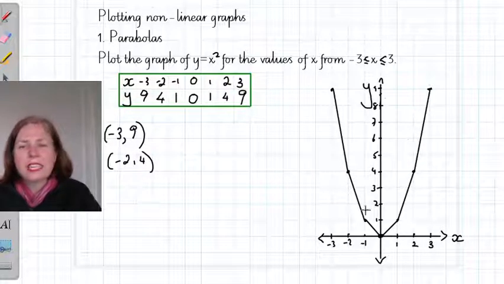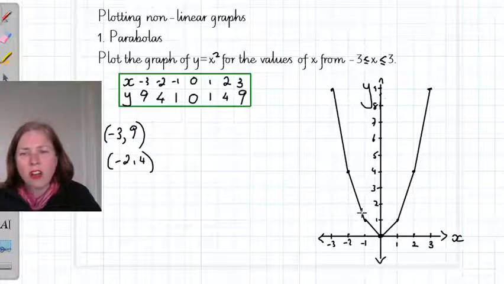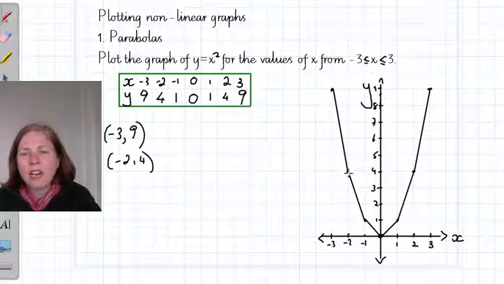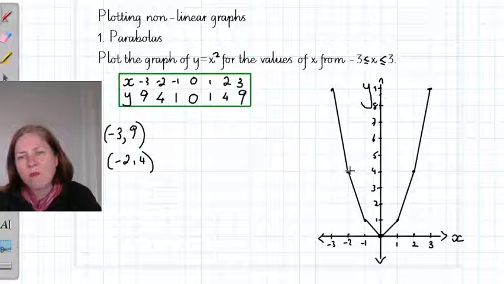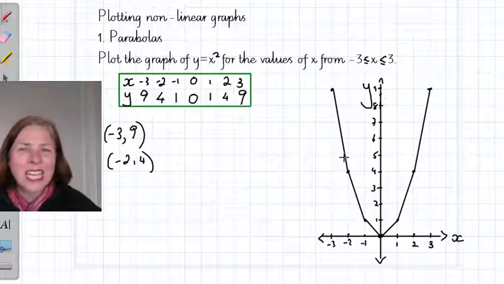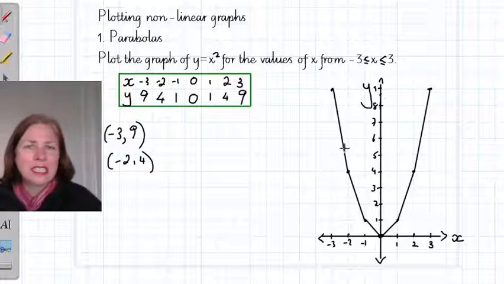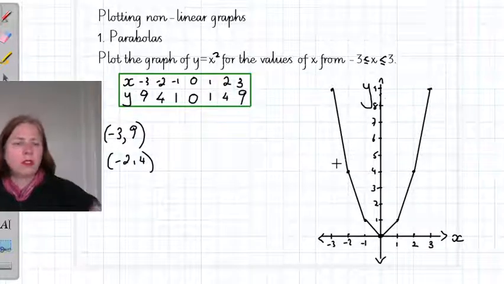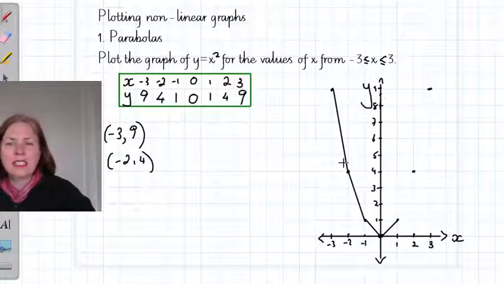So what you can see is, obviously I can't get one straight line, and there's a little corner at every point where the gradient of my graph changes. But a parabola doesn't look like this. It's not a collection of straight lines. It's a smooth curve.